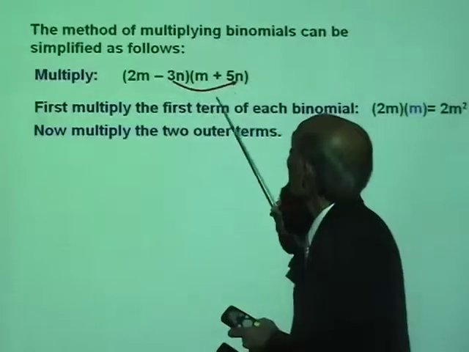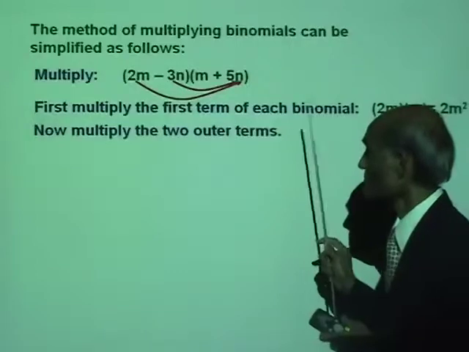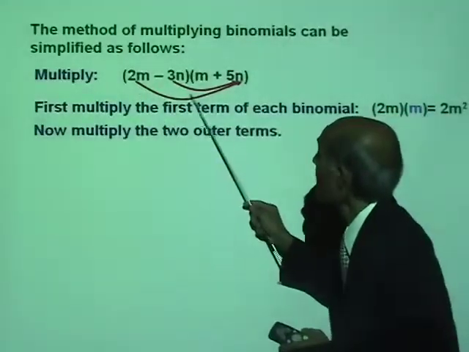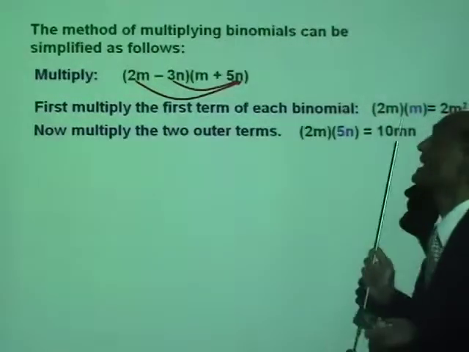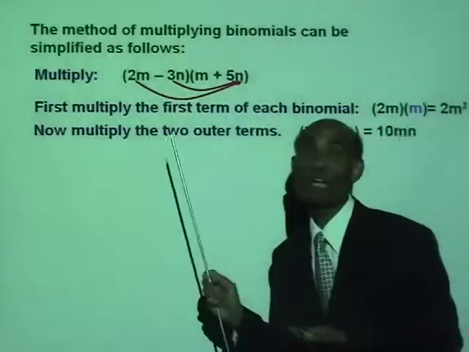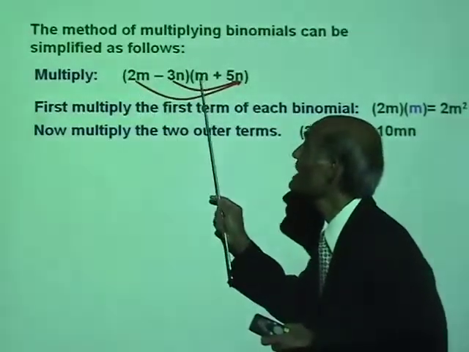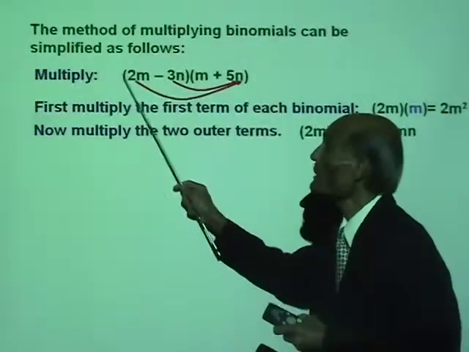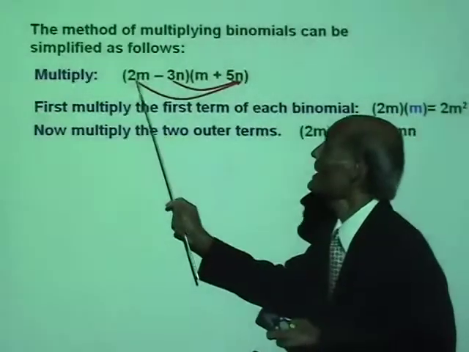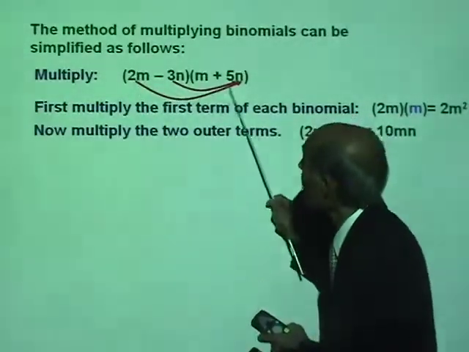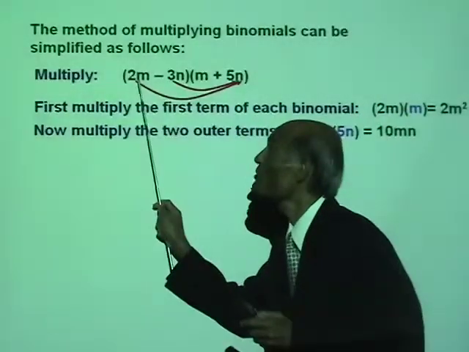2m multiplied by 5n. There you are. So 2m times 5n is 10mn. Now what we actually achieved is we multiplied this 2m with each of these. We first multiplied 2m with m, we got 2m squared. Then we multiplied this 2m with 5n, we got 10mn. So we finished with 2m.